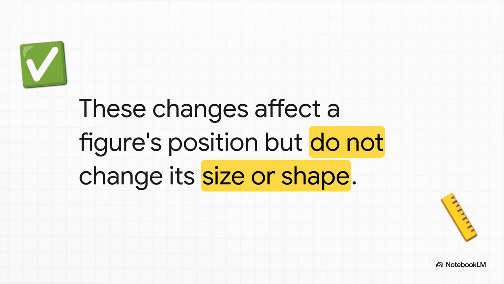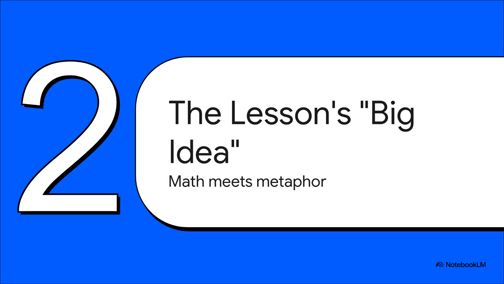Okay, so here is the crucial point. This is the key that unlocks the whole rest of the lesson. In every single one of those moves, the flip, the slide, and the turn, the shape's position changes, but its essential nature, its size, its angles, its form, it doesn't change at all. It's the exact same shape, just in a different spot. And that brings us to the main event. This is the pivot point of the whole lesson, where the hard and fast rules of geometry are used to explain something way more abstract. This is where the math meets the metaphor.